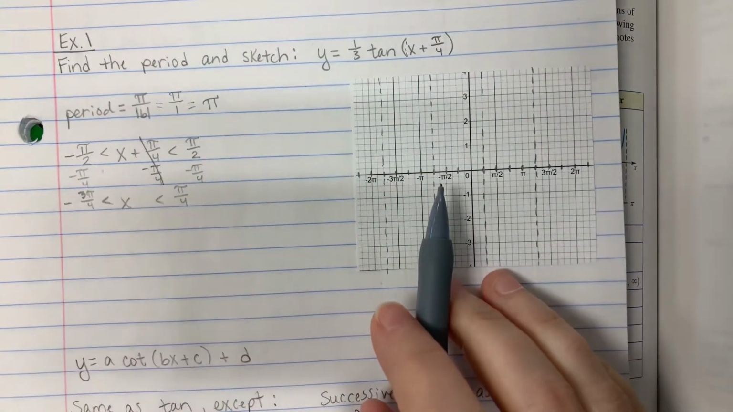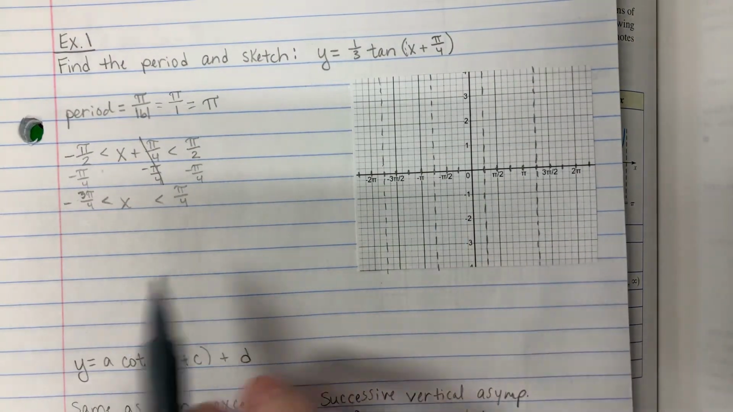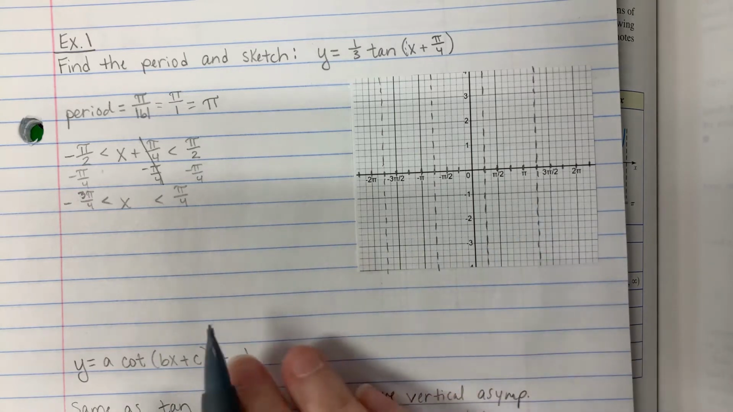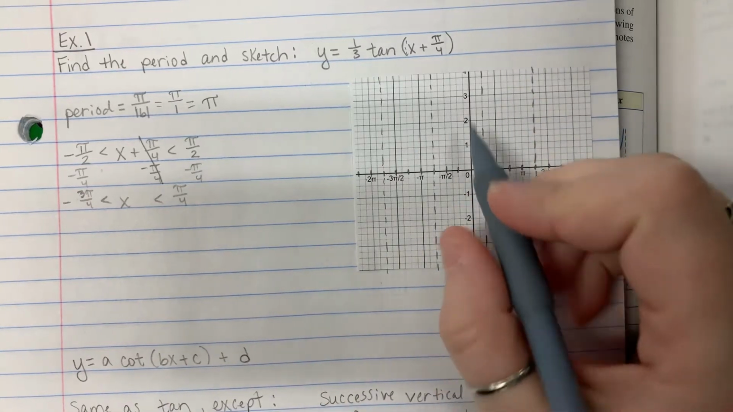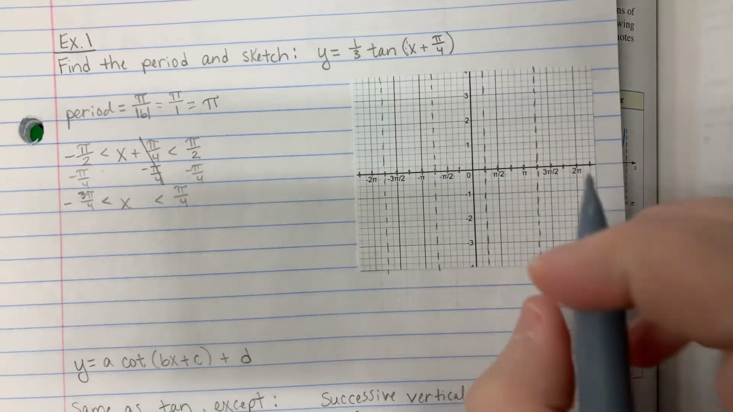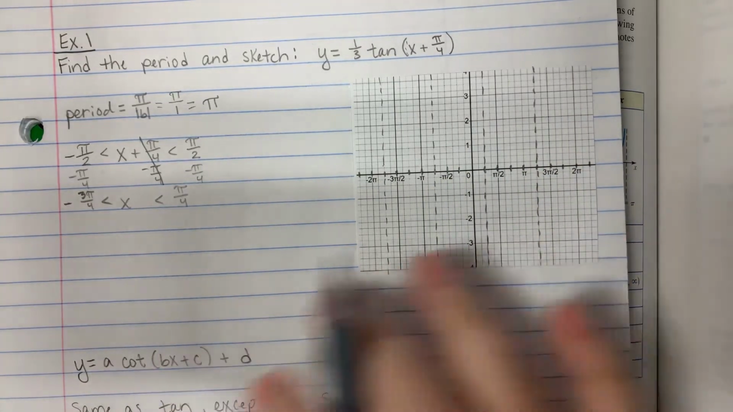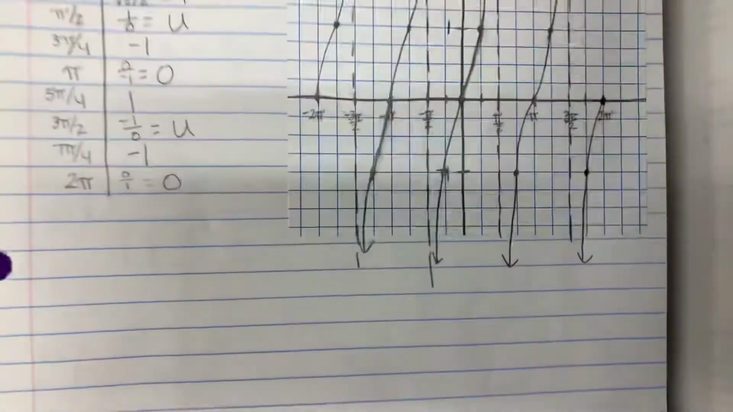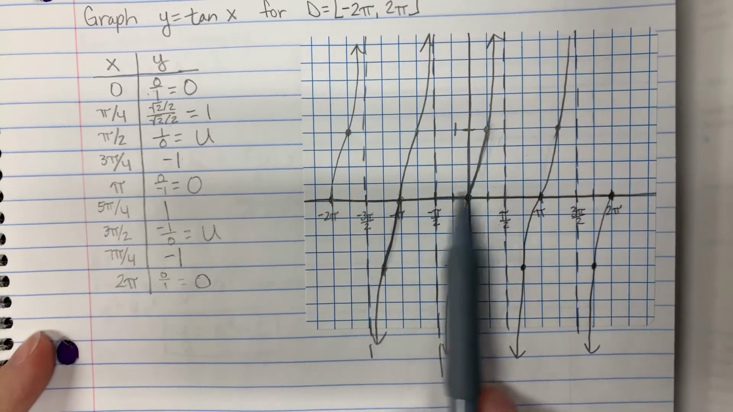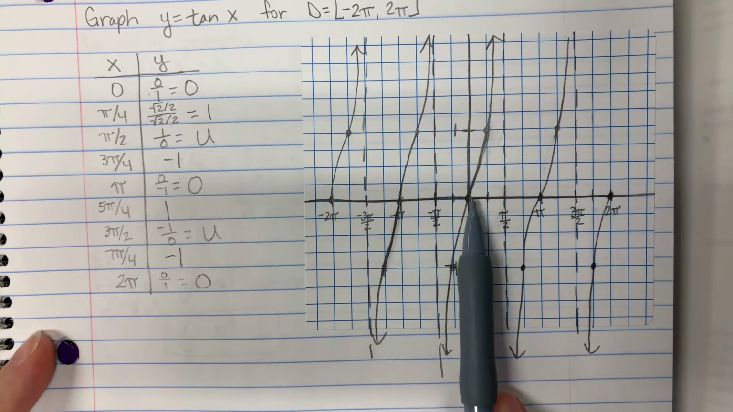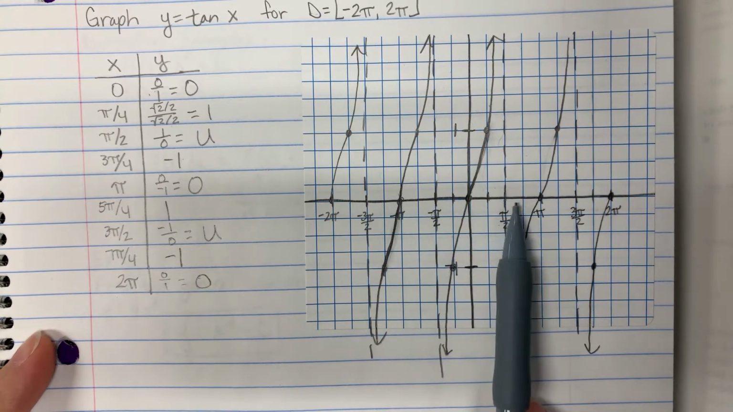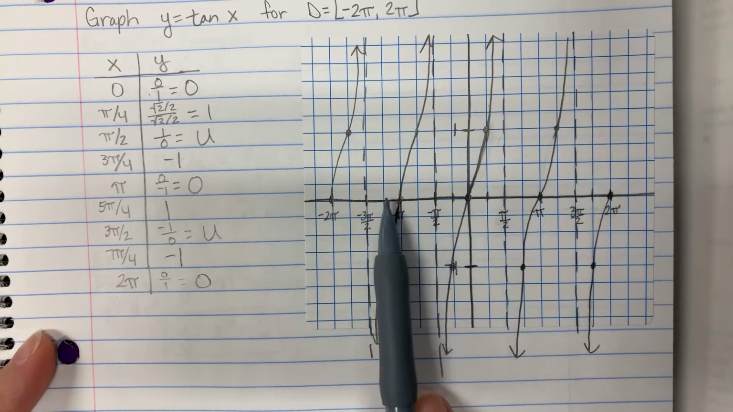So the good thing about these is I don't have to think too much about my phase shift because I really just know that my middle point between these asymptotes is going to be on the x-axis. So looking back at this again, halfway between my asymptotes is that point on the x-axis. Same thing here. Same thing here.